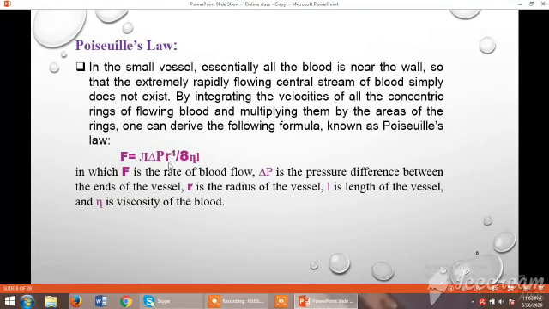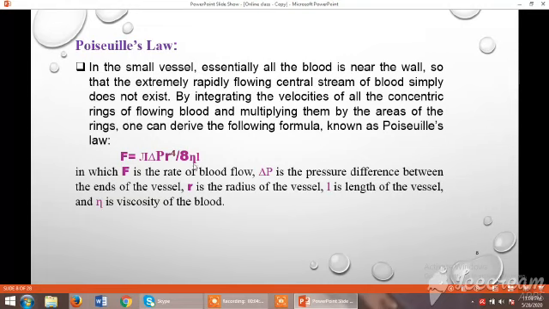R is the radius, and it is the most important, because the rate of blood flow is directly proportional to the fourth power of this radius. The radius is half of the diameter of the vessel. So if the radius is 4, the fourth power means a 256-fold rise in blood flow.